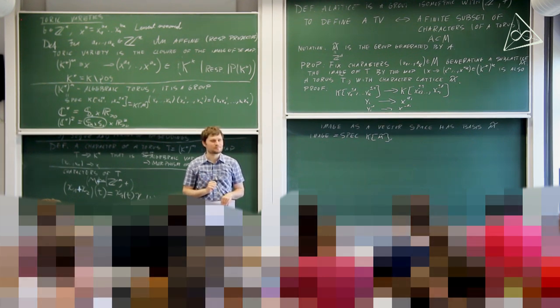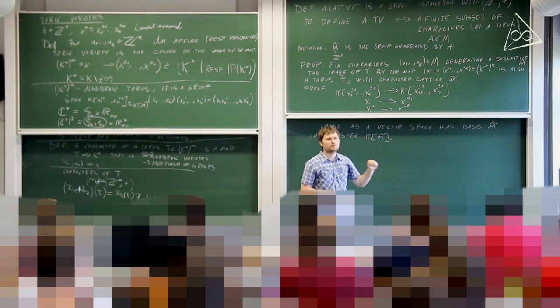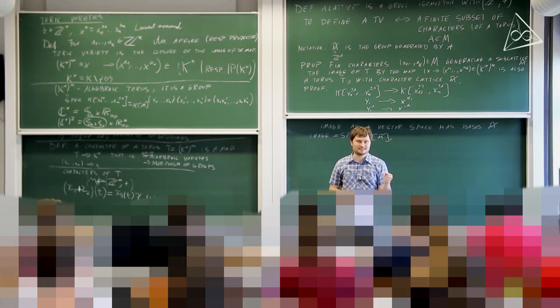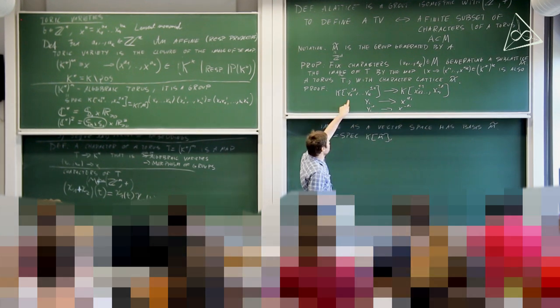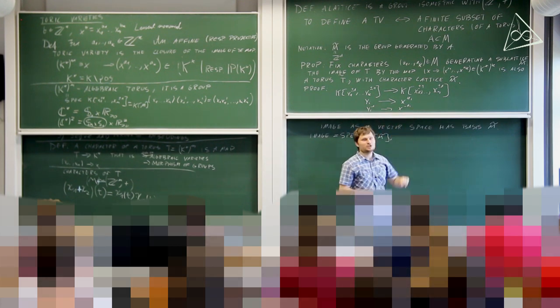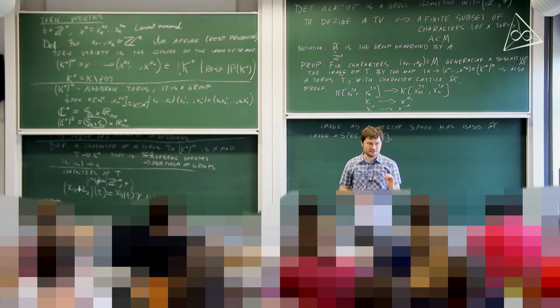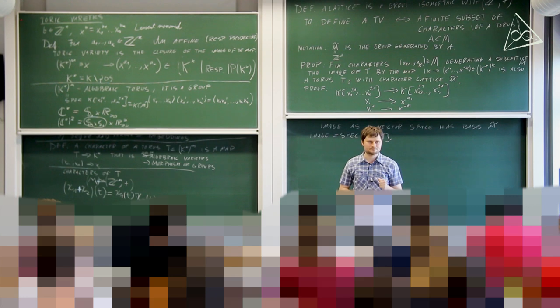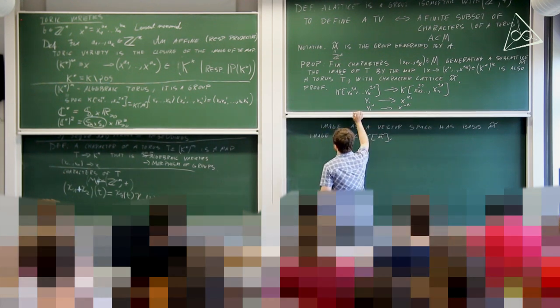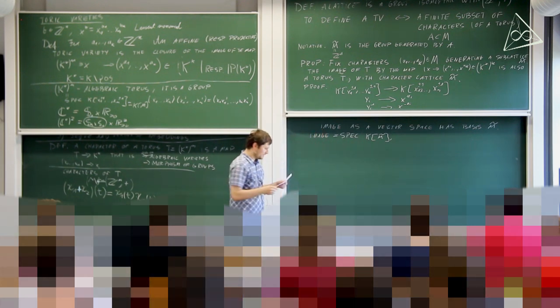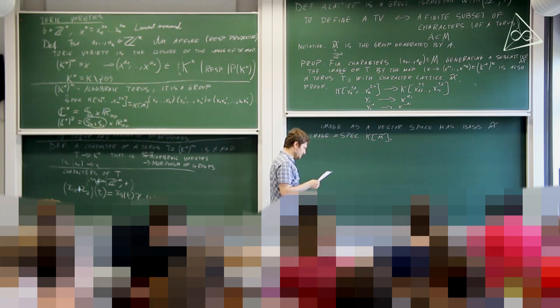Can you repeat what the cheat was? The cheat was that I'm describing the image through its ideal. So I'm describing the image of a variety by looking at polynomials that vanish on the image. By definition, polynomials that vanish on the image are those in the kernel of this map. So this describes the closure of the image. But I claim that the image in this case is already closed. So what I really proved is that the closure of the image is a torus. Take it for granted, or as an exercise, that it is a torus.